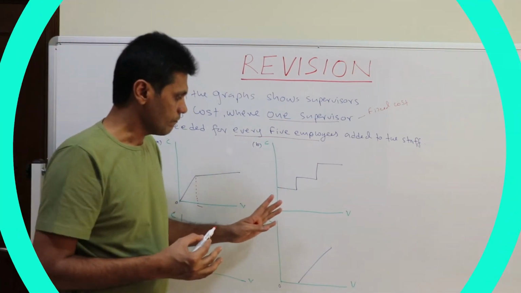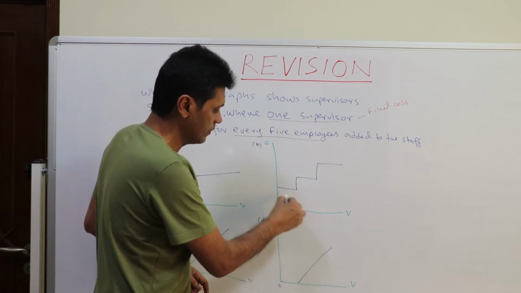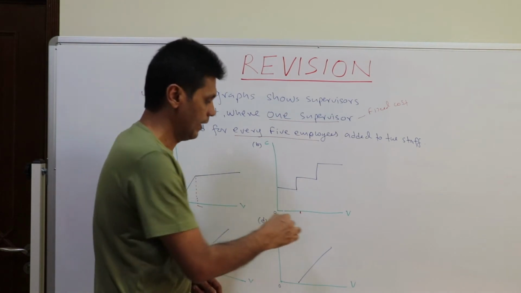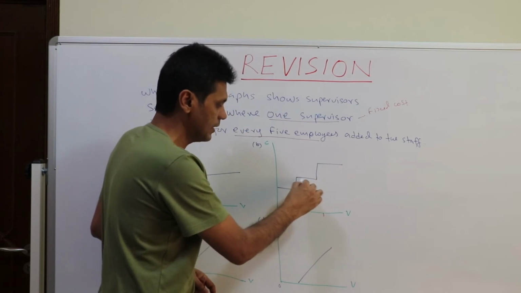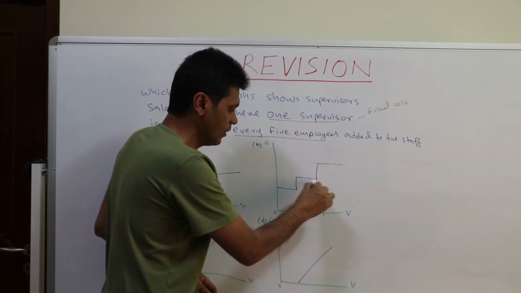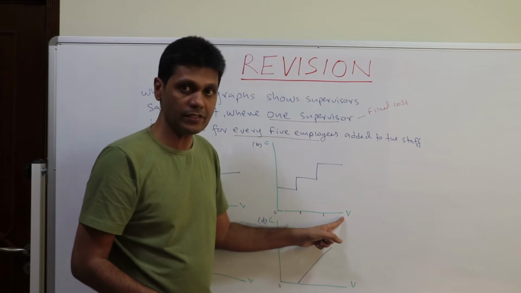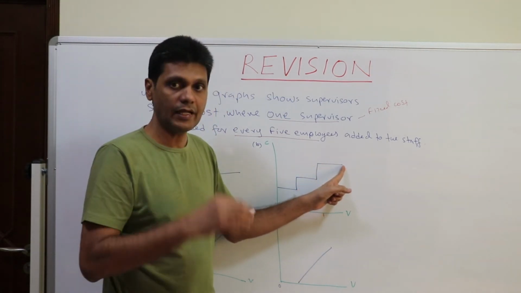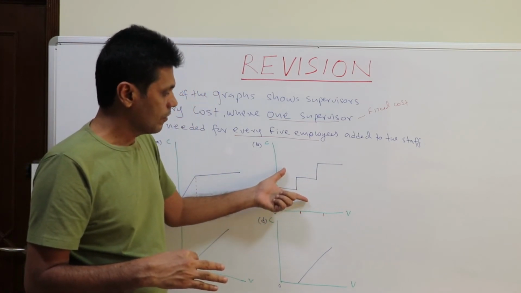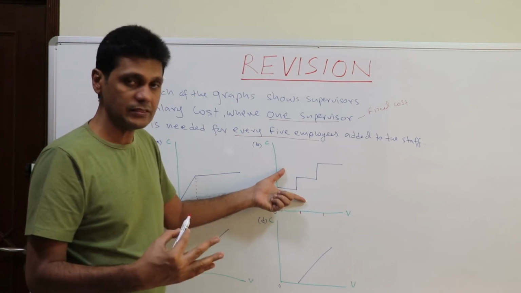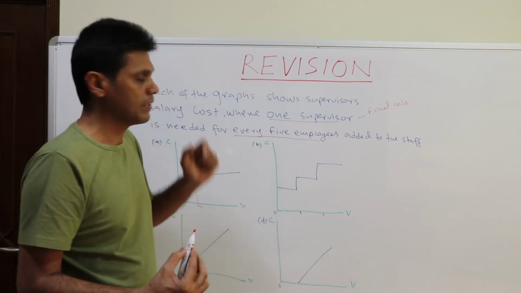The second one, here what you can see is up to a certain activity level the cost is fixed, and then beyond this level, up to this activity level, the cost has increased and it remains constant. Then as you increase further, the cost also increases and it is constant. So basically this kind of cost behavior is known as step fixed cost. So therefore this corresponds with this particular question.